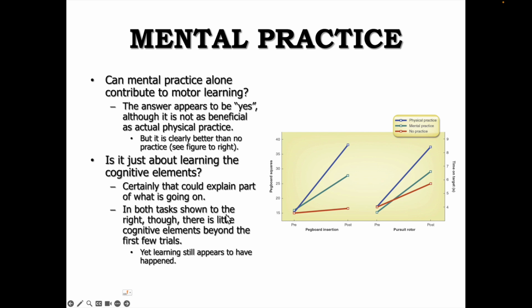Okay. So this begs the question: is mental practicing just focusing on the cognitive elements? It certainly could be. Maybe mental practice is just improving the cognitive part of the learning process of the particular skill. But as you can see here, as you learn the skills more and more, they're still able to physically go through the course more effectively with the mental practice. So learning still seems to have occurred, even with just the mental practice.